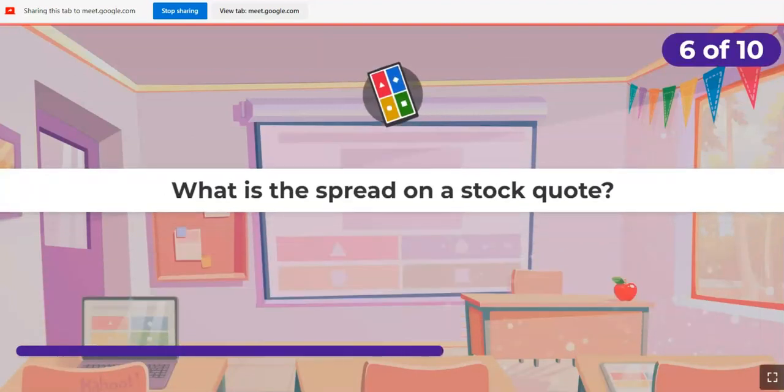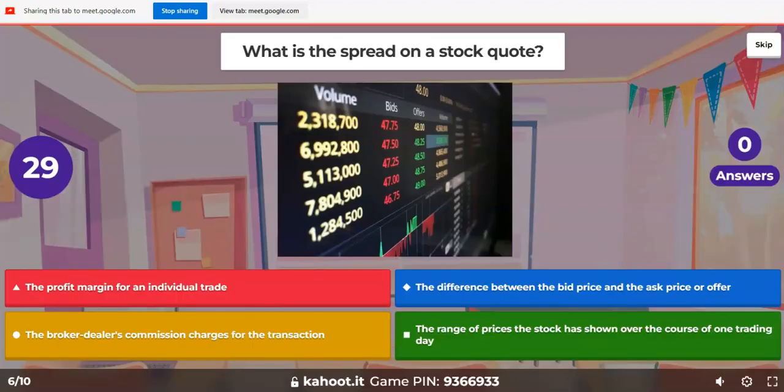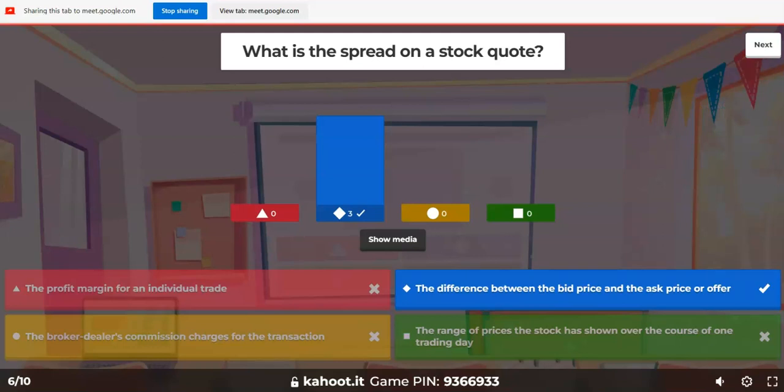What is the spread on a stock quote? A, the profit margin for an individual trade. B, the difference between the bid price and the ask price or offer. C, the broker-dealer's commission charges for the transaction. D, okay, you got a chance to finish it. Hey, you nailed it. The difference between the bid price and the ask price is the spread, and that's the source of profit to a dealer in the firm.